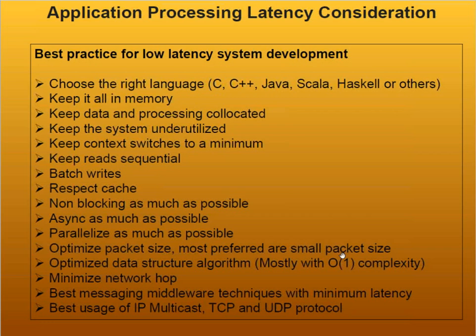We already talked about minimizing network hops and investing in messaging middleware techniques. IP multicast, TCP, and UDP protocols we have to use on a need basis, right? Mostly we should go for IP multicast whenever we are talking about IP message feed handlers and client connectivity. We should go with UDP protocols by default, and only when reliable data has to go from one end to the other should we go for TCP. So these are best practices you can try and follow for building an ultra low latency system.